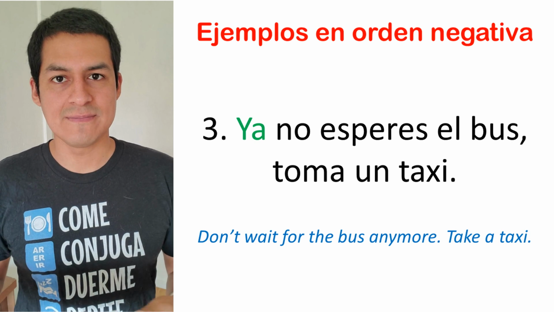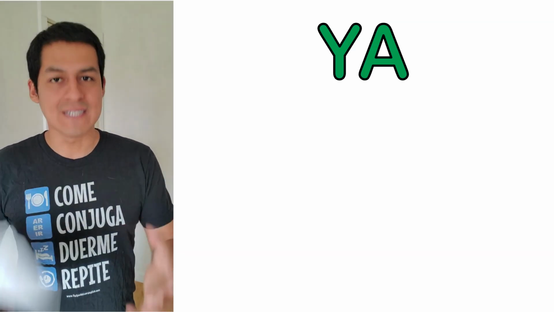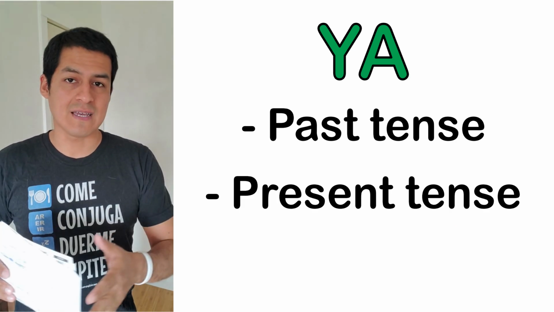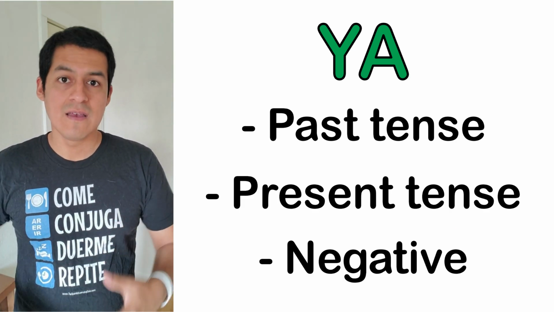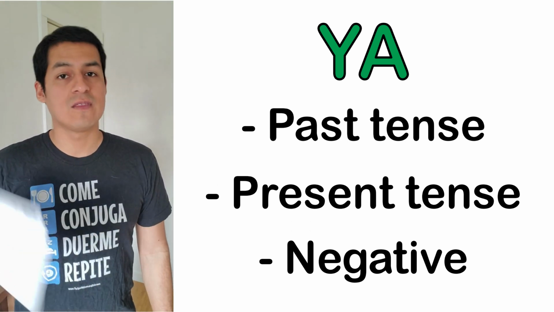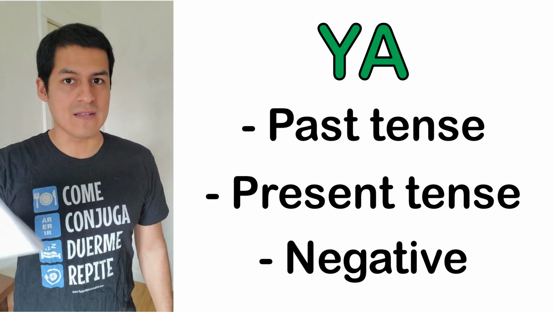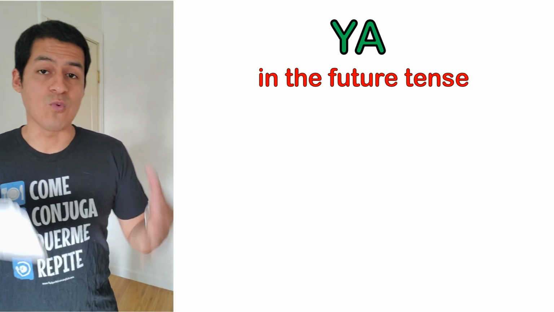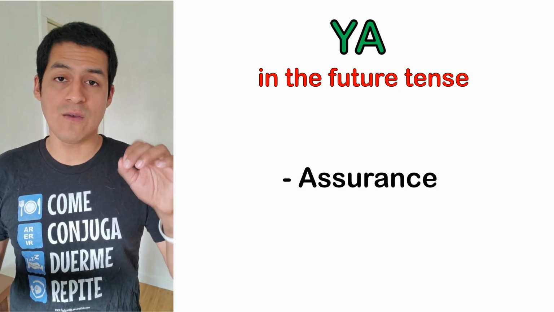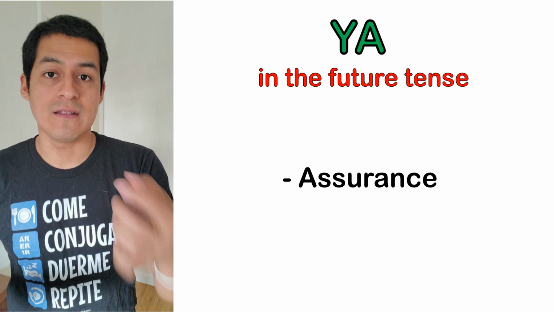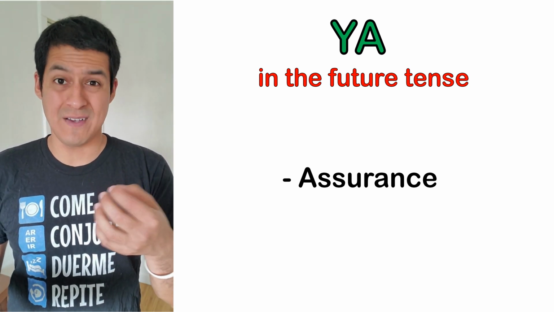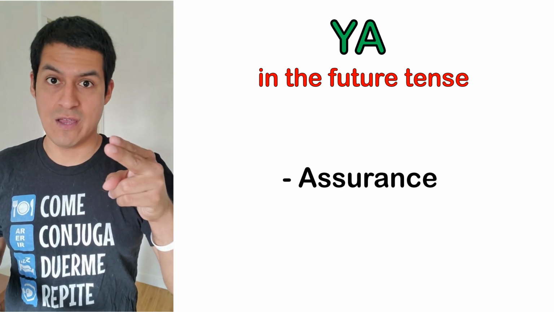We have seen what happens with ya in the past tense, what happens with ya in the present tense, in a negative sentence, in a negative command sentence. So let's take a look at what happens with the word ya in the future tense. In the future tense, we will use the word ya to indicate that something will surely happen in the future, to indicate more probability, to provide some sort of assurance. Vamos a ver unos ejemplos.